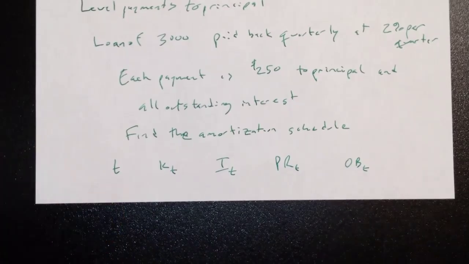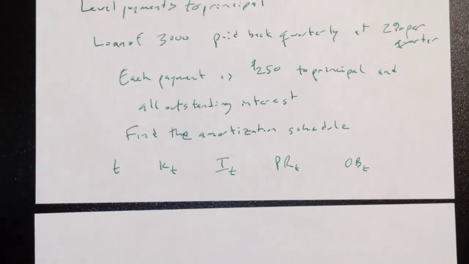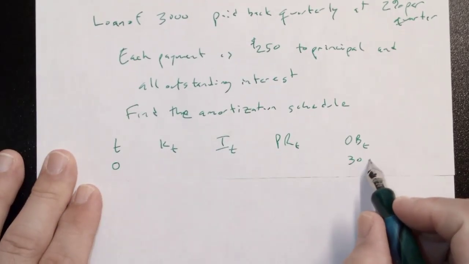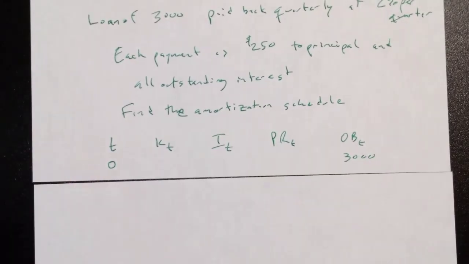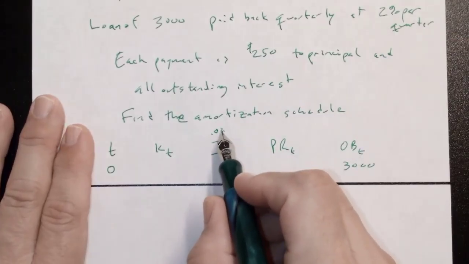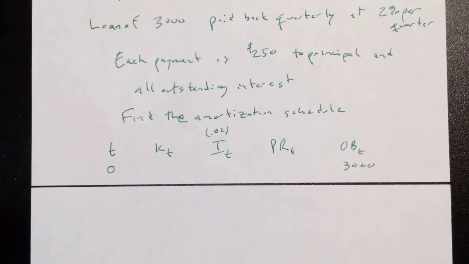I just want to write out the beginning of this schedule by hand for a second. And then I'll jump into Excel and show you what I did there. At time 0, my outstanding balance is 3,000. The interest rate is 2% per quarter. So I'm going to write that rate over here so I remember it. What's the interest owed at time 1?